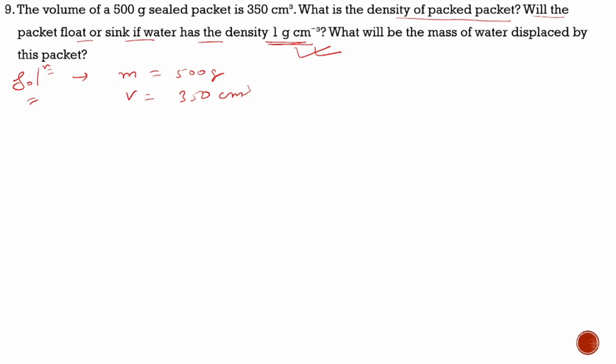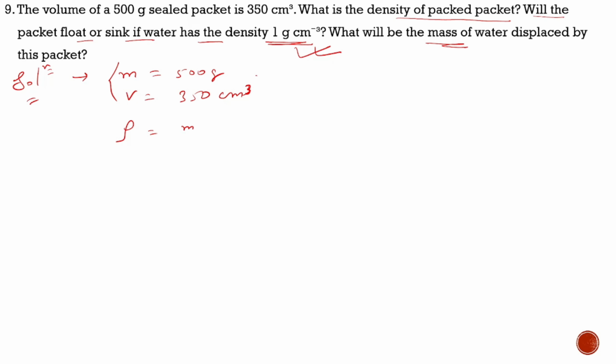Look here, the density is given in gram per centimeter cube, so we don't have to change these units into standard units. We don't have to change it into kg, or into meter cube. Okay, so what will be the mass of water displaced by this packet? Let us first take out the density of the substance.